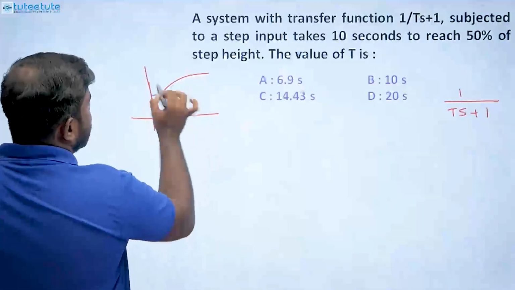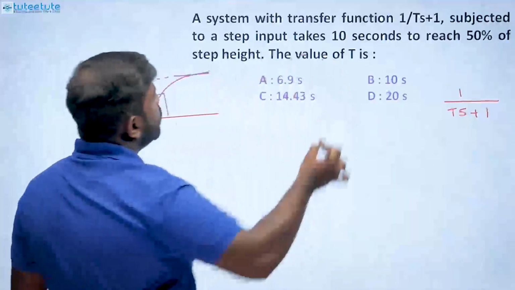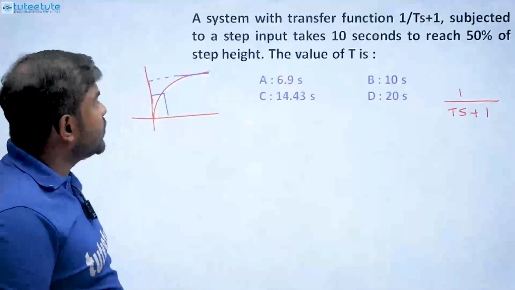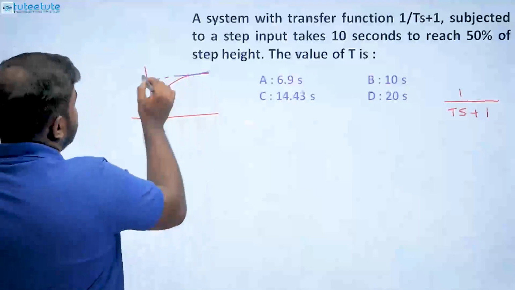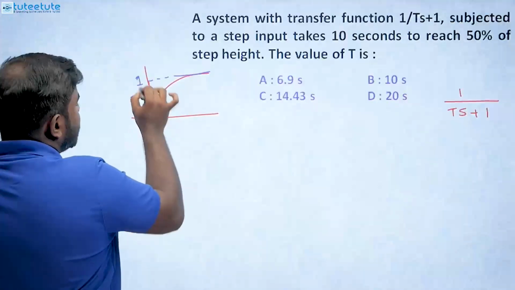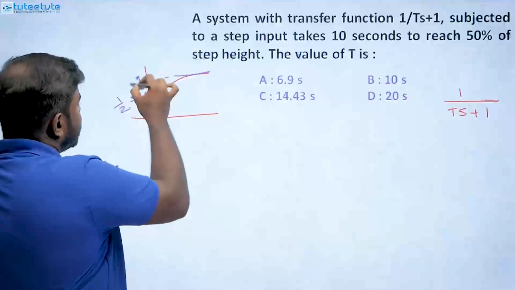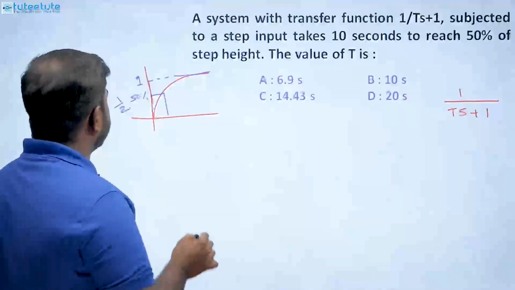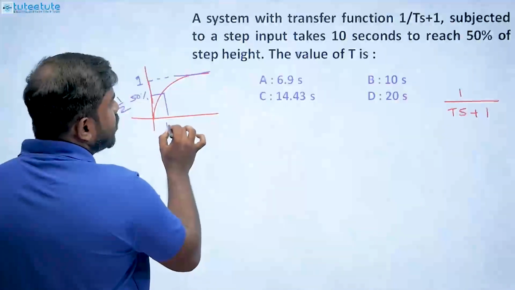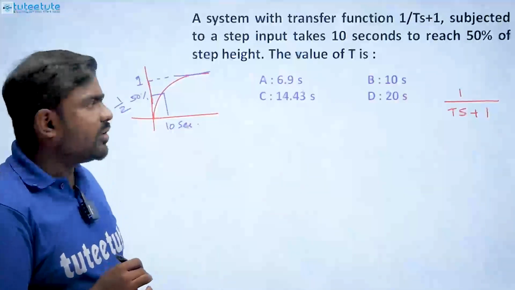They are not telling how much the magnitude of the final value is, so let it be whatever, let us take 1. In order to cover 50%, that means 50% of 1, half value. Whatever the final value, in order to cover half of it, it is taking 10 seconds. This is the meaning of the question. The value of T is?